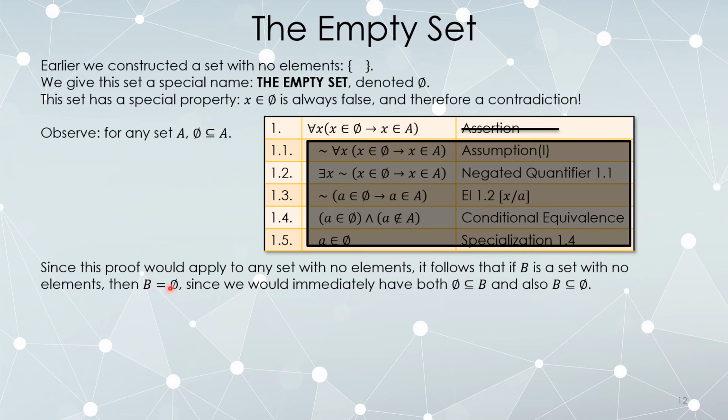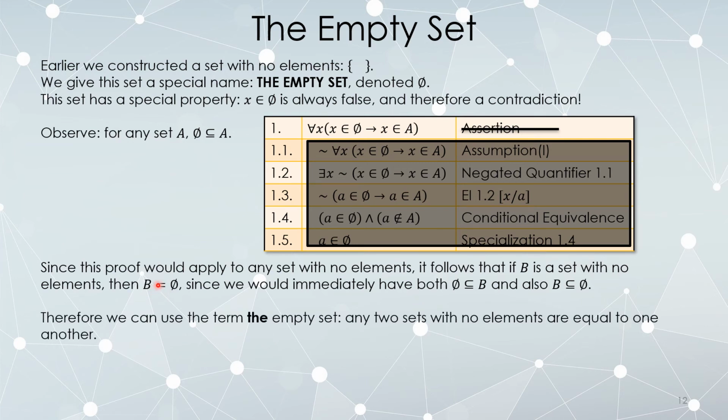This is why we don't call it an empty set, we call it the empty set. Any set with no elements is equal to this special set. So why talk about different versions of it? They are all the same thing, they are all equal. Okay, so that's why we call it the empty set. There's really only one empty set with no elements.